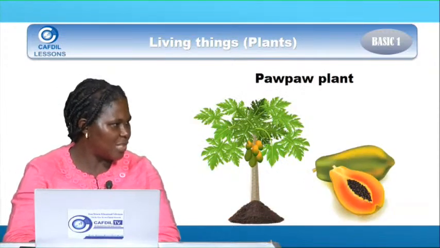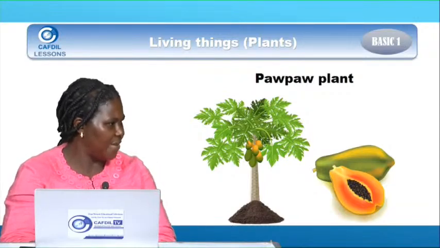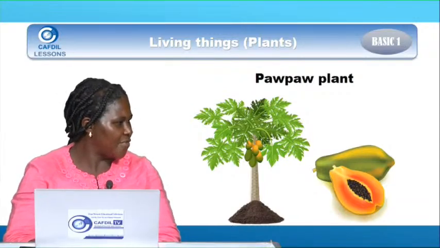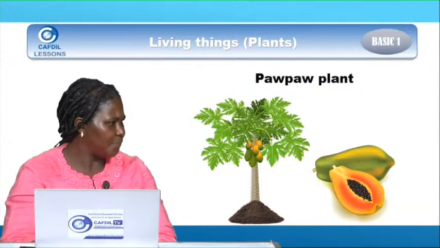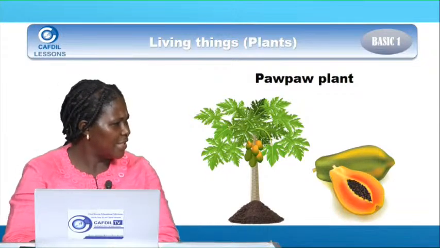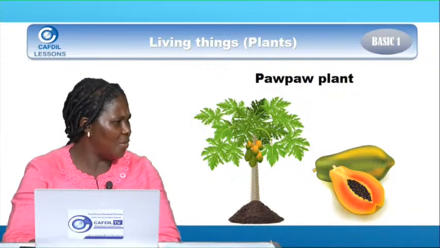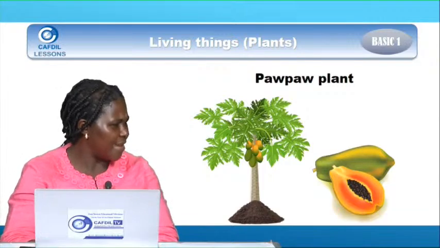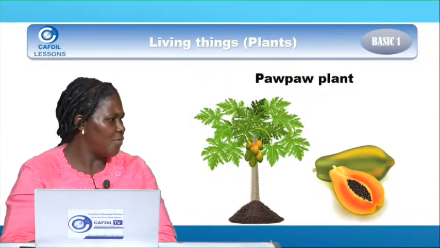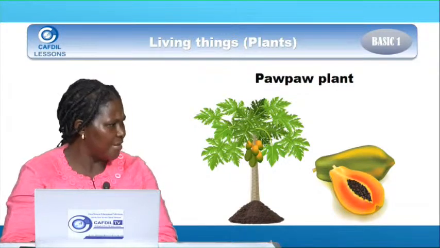So this is pawpaw plants. Pawpaw plants, as we can see on our screen. Now we have green pawpaw fruits and yellow pawpaw fruits. For this one, the ripe ones are the yellow and the unripe pawpaw is green. But sometimes the unripe pawpaw, the color can be green.